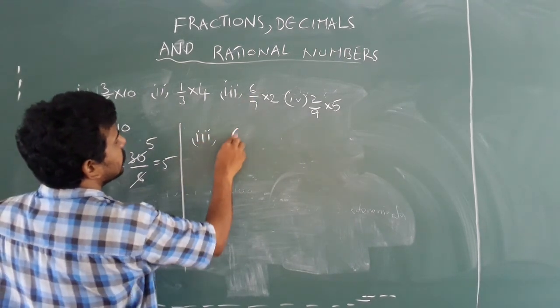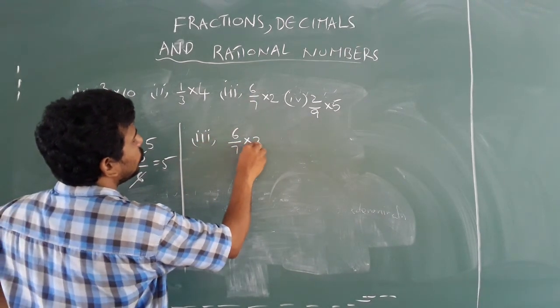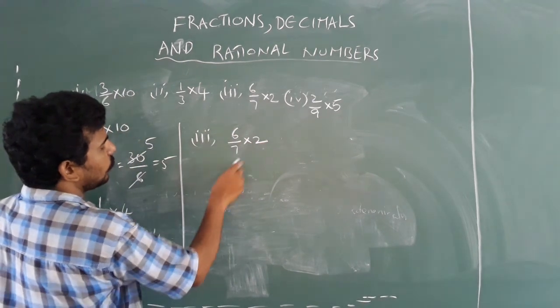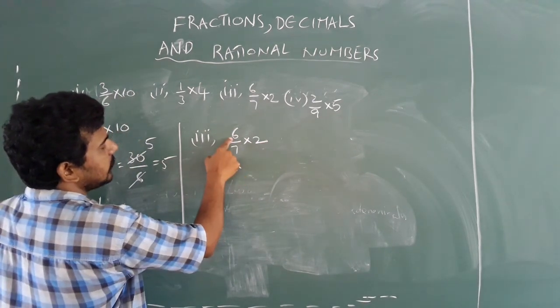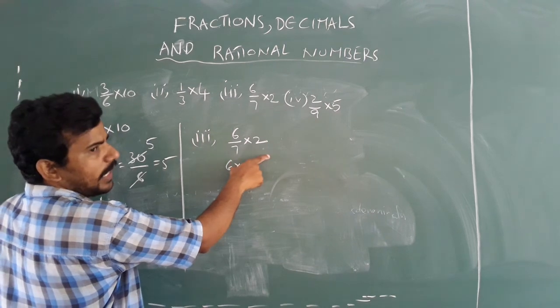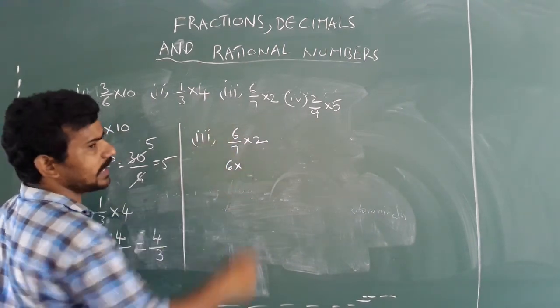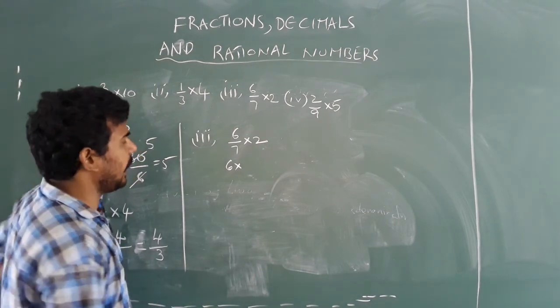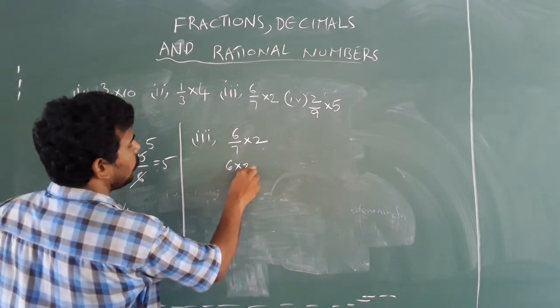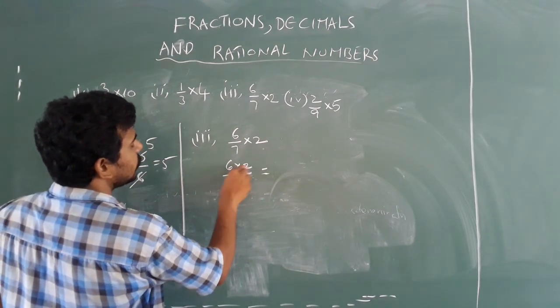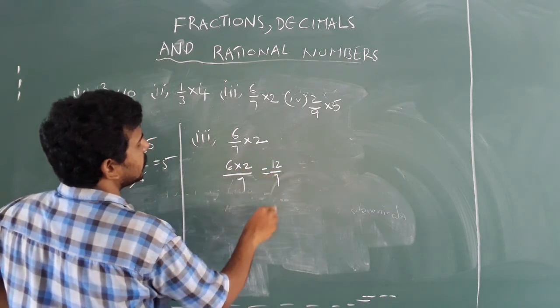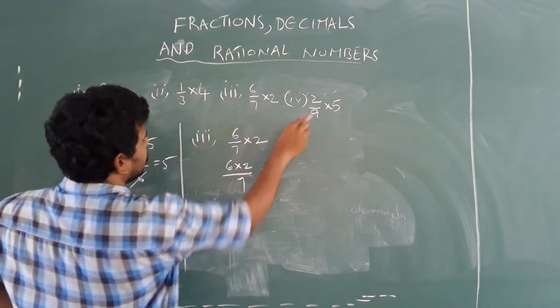Now take the third one: 6 by 7 into 2. So 6 into 2, because this is the fraction and this is the whole number. This is the process of multiplication of a whole number by a fraction. 6 into 2 by 7. 6 twos are 12 by 7. 12 by 7.